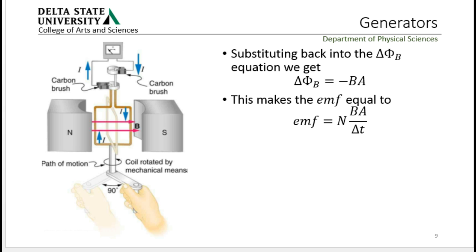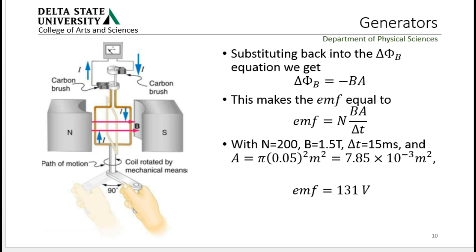This makes the EMF equal to NBA over delta t. Now with N equals 200, B equals 1.5 Tesla, delta t equals 15 milliseconds, and A equals pi times 0.05 squared meters squared, which is 7.85 times 10 to the minus third meters squared, we get a total EMF here of 131 volts.